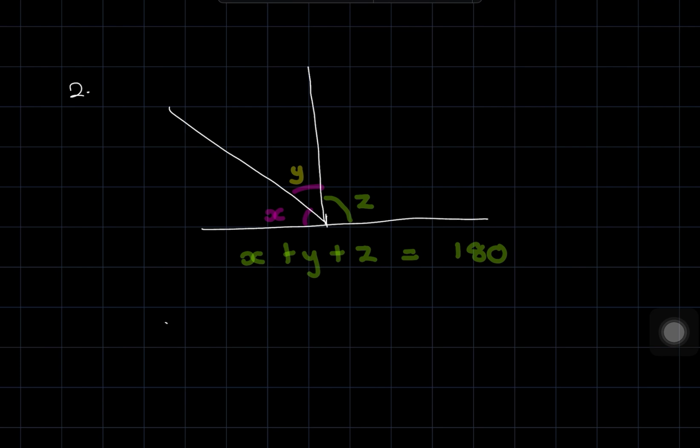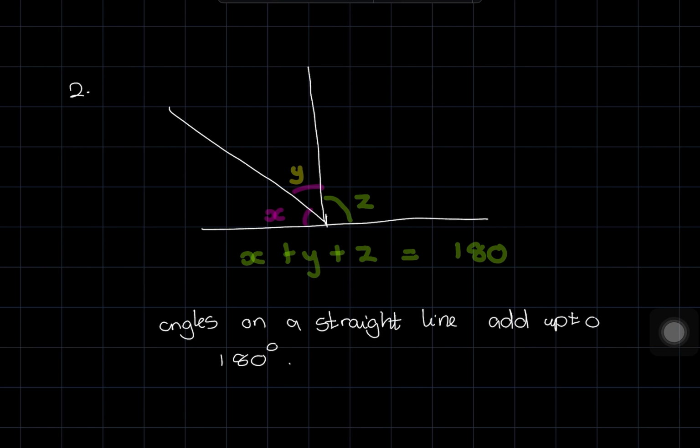So let's write it down. Angles on a straight line add up to 180 degrees. Right, let's go to our third law.